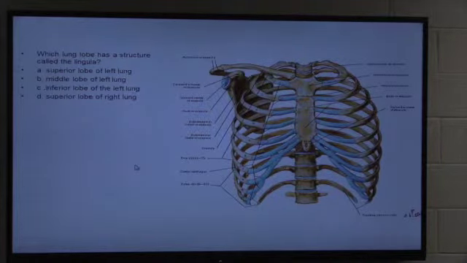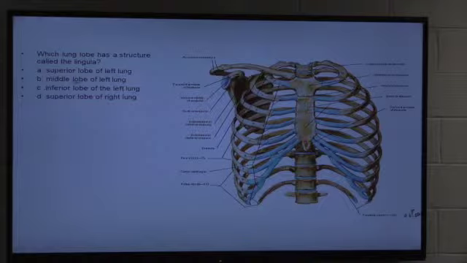Which lung lobe has a structure called the lingula? Remember the lingula? Superior lobe. You just got to remember that they're different because there's a heart that sort of takes up some space, so not as much can develop on one side as the other. The heart develops over to the left side, so remember that. So you've got left lung, superior lobe, middle lobe, inferior lobe, or superior lobe of the right lung.